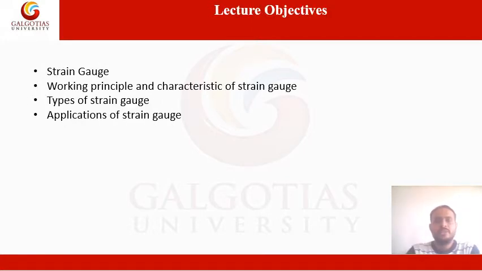The objective of today's lecture is the strain gauge. We will see what strain gauges are and what the working principle of a strain gauge is. We will see its characteristics, and we will also discuss the different types of strain gauges which are widely used. Then we will discuss the advantages and limitations of strain gauges used in industry and in other applications. Then we will see the application of some types of strain gauge, so it will be clear to us how the strain gauge works and where these are used.